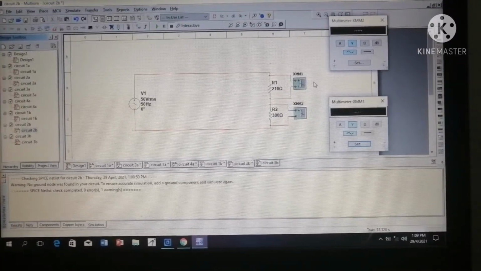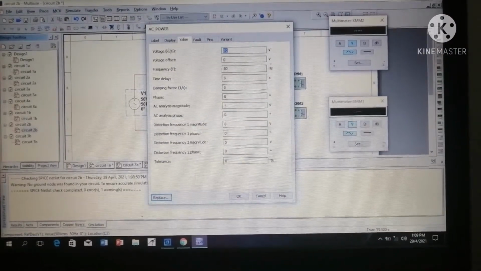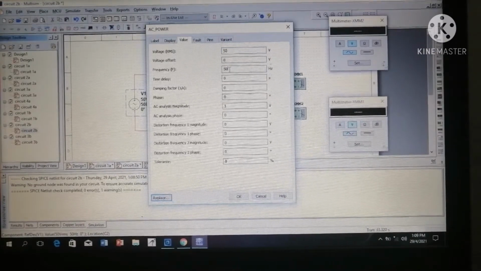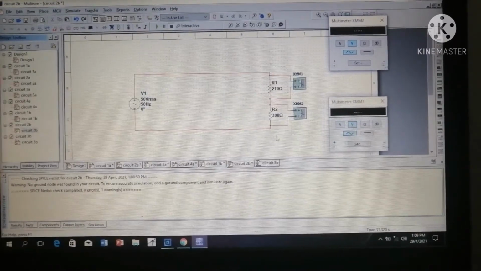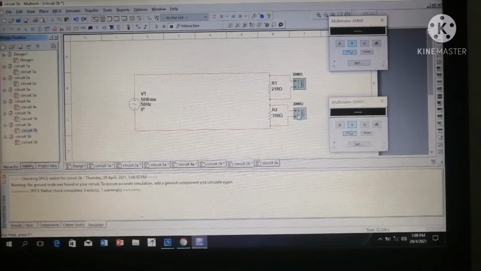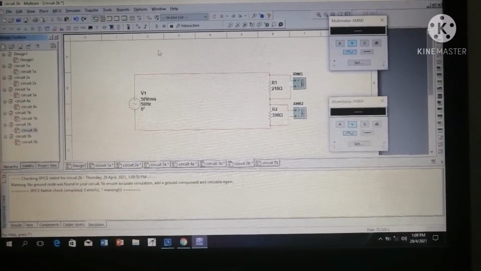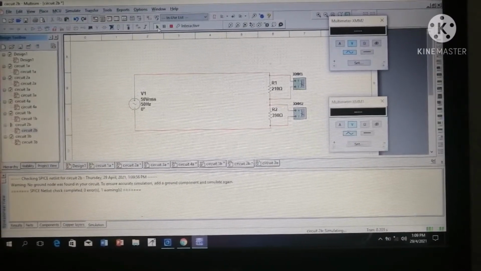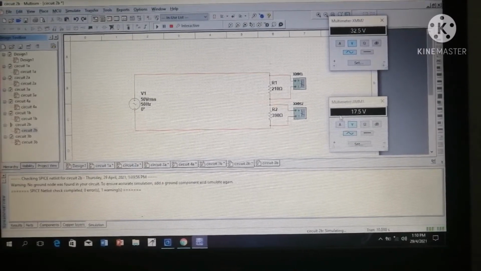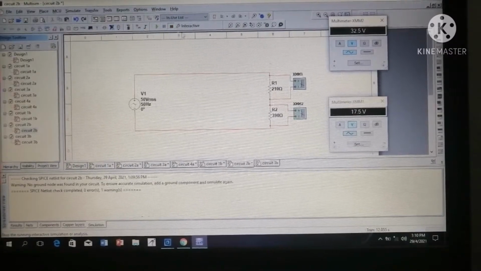For activity 2B, we still use the AC power supply, so we need to set the voltage to 50 volt and the frequency to 50 hertz. We have two resistors here, R1 and R2, and two multimeters to measure the voltage. We start the simulation as usual, and for the first multimeter we got 32.5 volt, and for the second multimeter we got 17.5 volt. Stop the simulation.